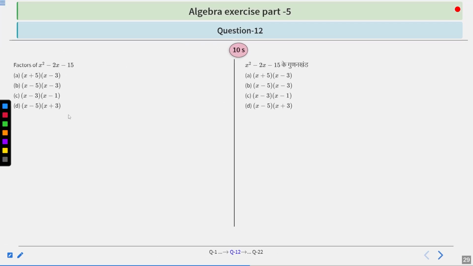Next, factors of x square minus 2x minus 15. Options are option A, x plus 5 into x minus 3. Option B, x minus 5 into x minus 3. Option C, x minus 3 into x minus 1. And option D, x minus 5 into x plus 3. These are the options.